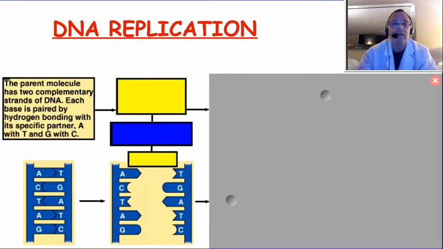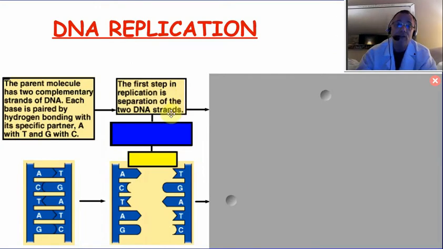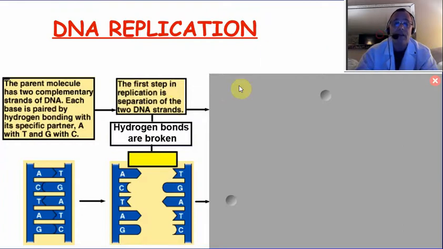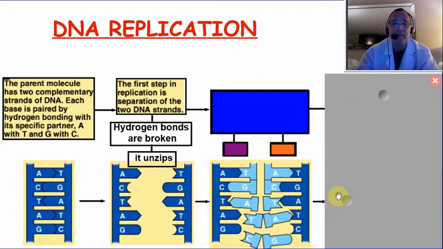This next slide. All right, you see how they've been separated? Well, the first step in replication is the separation of the two DNA strands. Remember, I said an enzyme assists with that. Otherwise, it wouldn't fall apart. So a separate molecule called helicase, an enzyme, will unzip it. So the hydrogen bonds are now broken by that helicase. We say that it has unzipped.